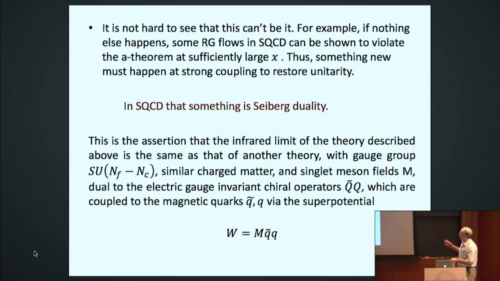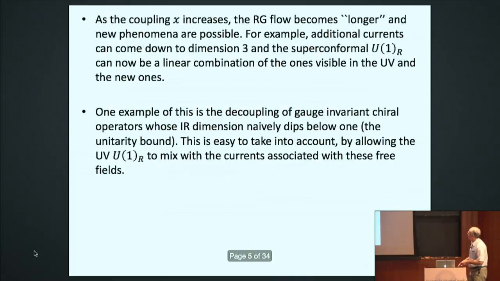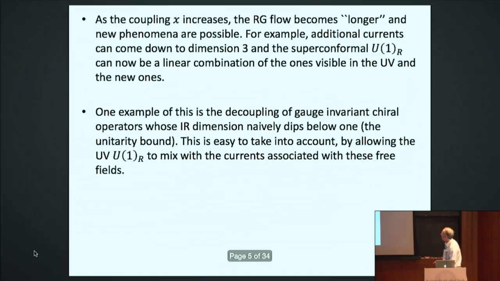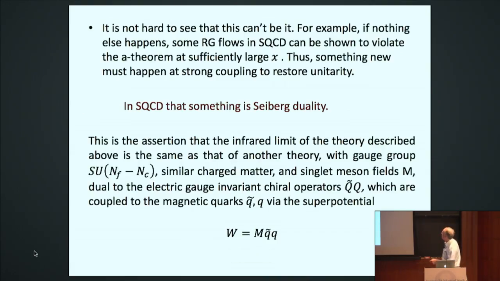If you look at, say, the SQCD example that Nati and his friends analyzed, it's easy to see that that cannot be the only thing that you need to do in order to analyze the strong coupling region. If the only thing you needed to do was to take into account this effect, the picture would be much less rich than this. In fact, if you assume that there's nothing more exotic than that happening, you discover that there are violations of the A theorem at sufficiently large values of the coupling. And so something more dramatic has to happen in SQCD.